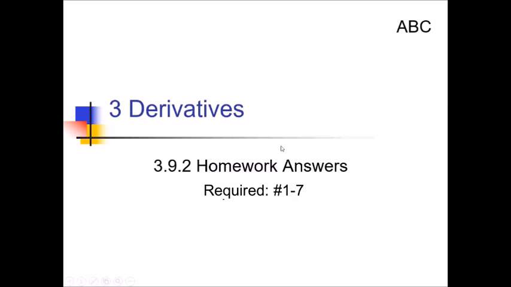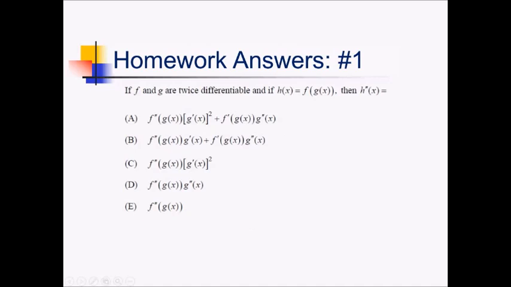order derivatives. For this problem, we're told that f and g are twice differentiable and h equals f of g of x. We want h double prime of x. So we're involving second derivatives and chain rule in the same problem. In order to get h double prime, we need to first figure out h single prime. That is going to involve the chain rule.